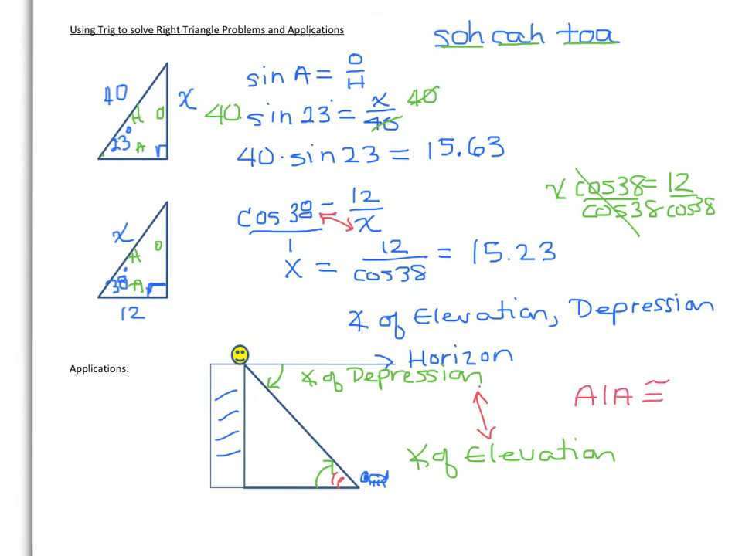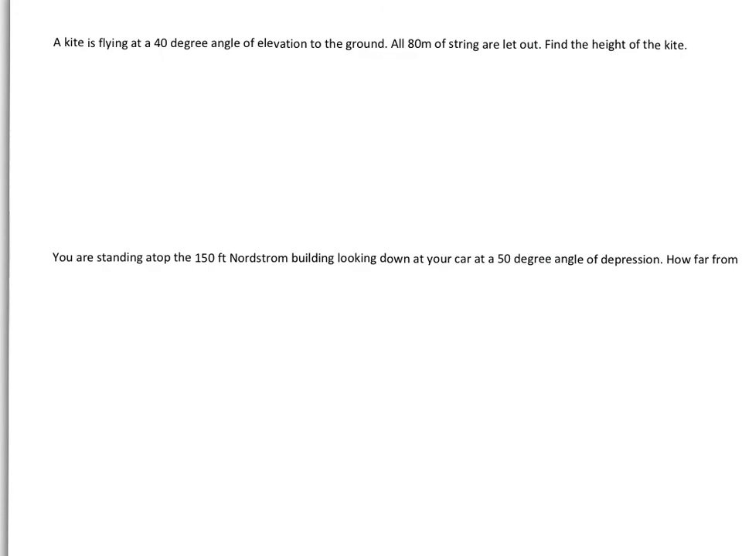So let's go to the next page and we're going to try and do a couple problems. So we have a kite is flying at a 40-degree angle of elevation to the ground. All 80 meters of the string are let out. Find the height of the kite.